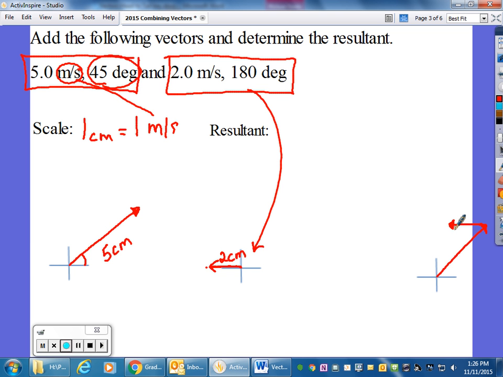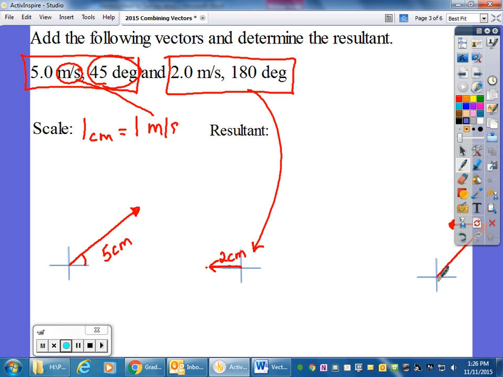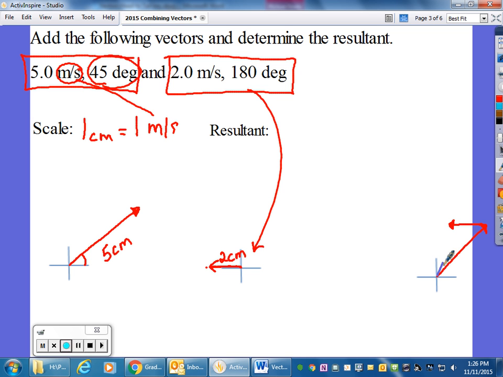And those are my 2 vectors connected again. Head of the first one, tail of the second one. And then I draw my resultant vector, which starts at the start, ends at the end. And then I get my ruler out, measure the magnitude in centimeters, and my protractor, measure the direction in degrees, and I report that.